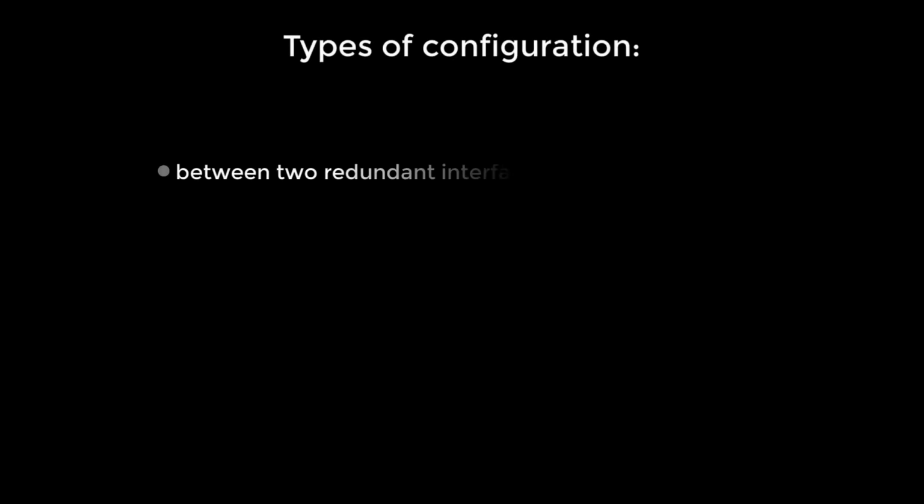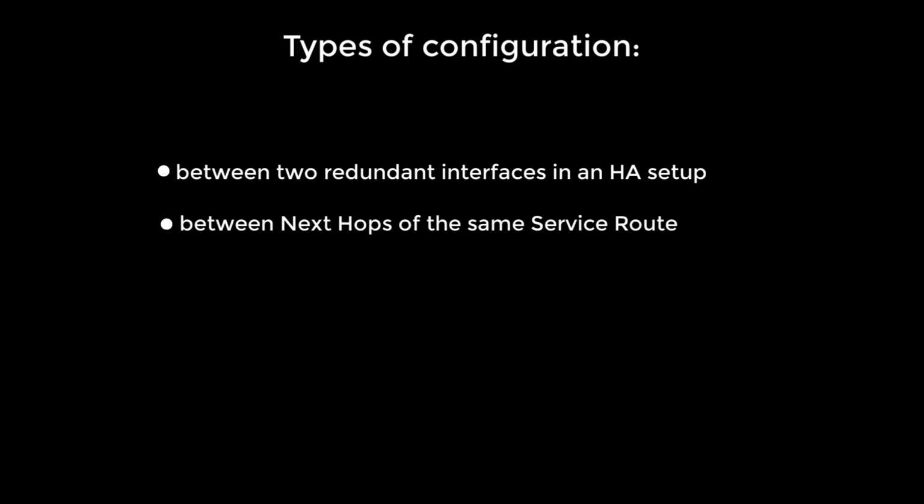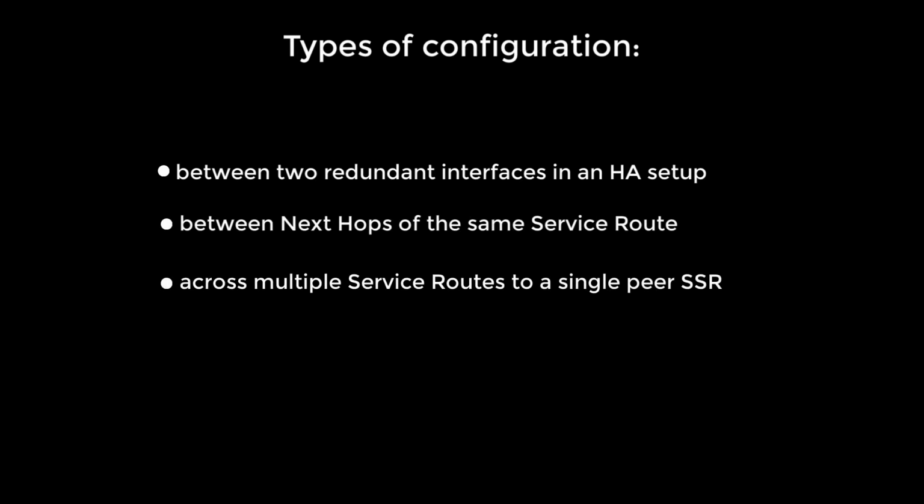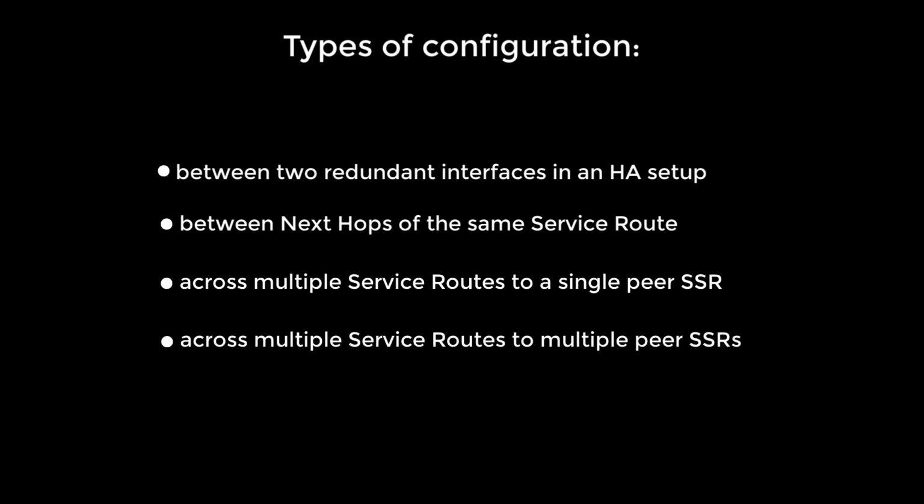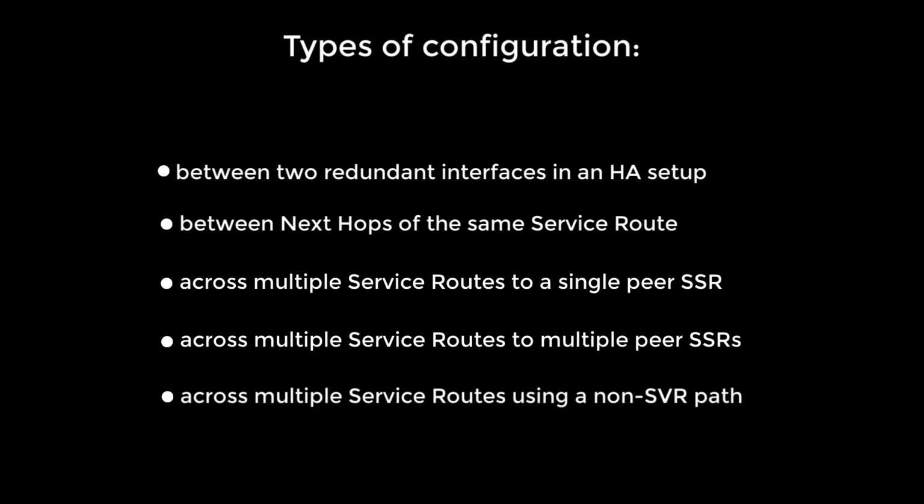Service route failover can be done between two redundant interfaces in a highly available setup, between next hops of the same service route, across multiple service routes to a single peer SSR, across multiple service routes to multiple peer SSRs, and across multiple service routes to a non-SSR using a non-SVR path. We will take a closer look at these configurations in just a moment.